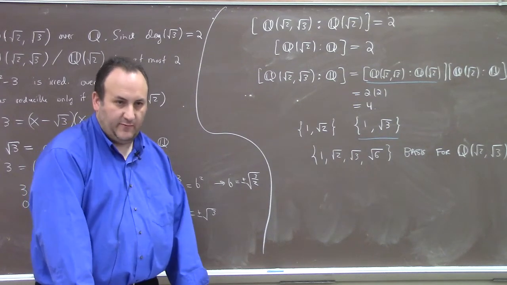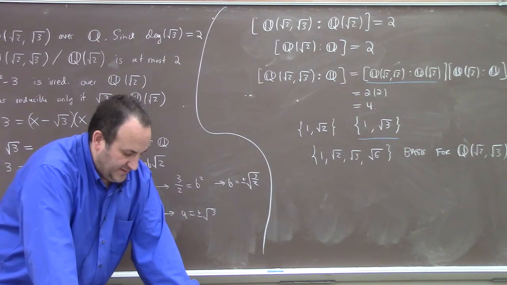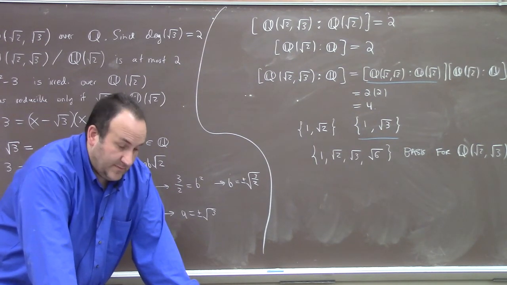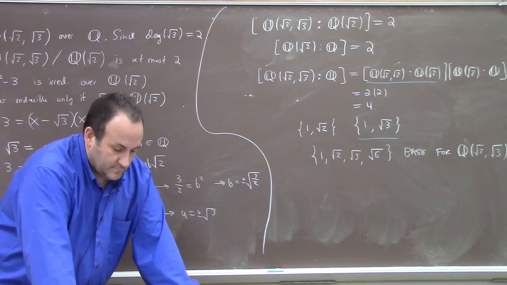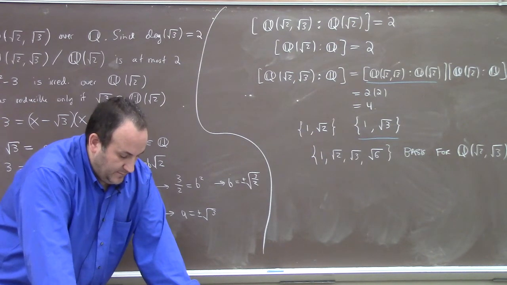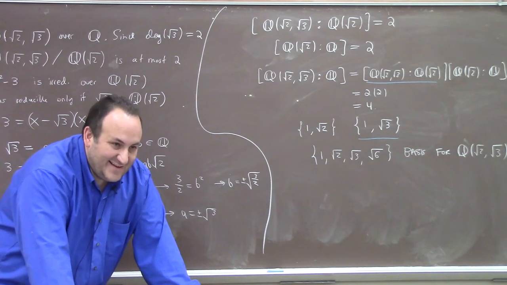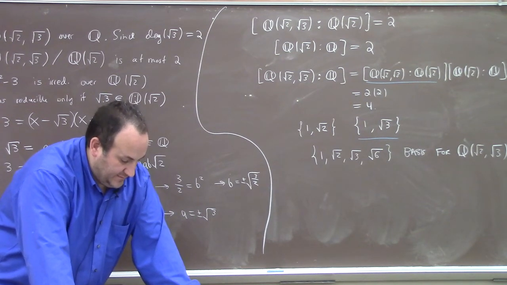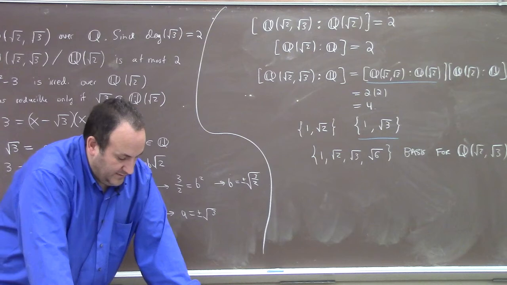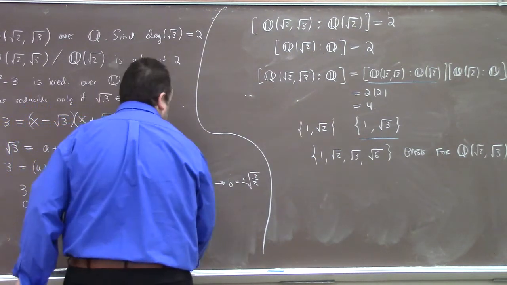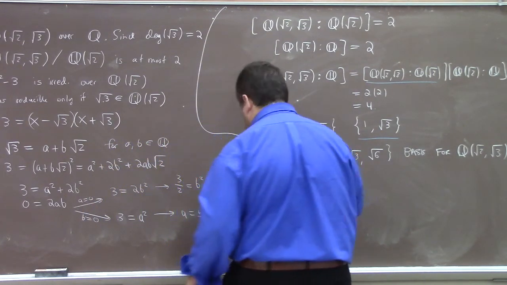Theorem 17, I will just say, I won't write it. Theorem 17 says that an extension K over F is finite if and only if K is generated by a finite number of algebraic elements over F. More precisely, a field generated over F by a finite number of algebraic elements of degrees n1 through nk is algebraic of finite degree.